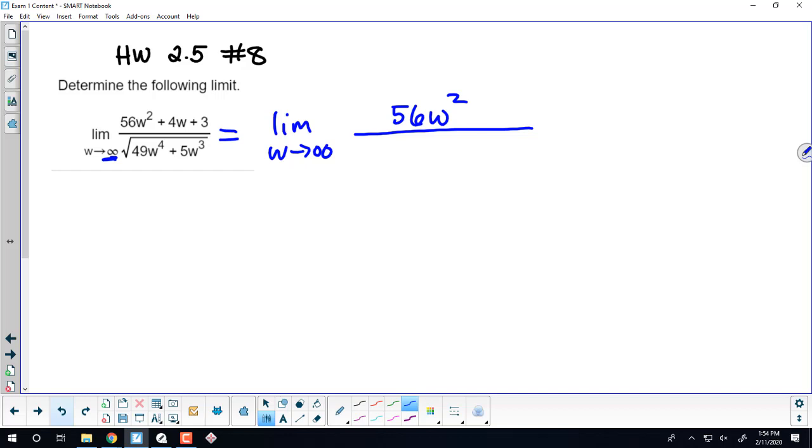Right? In this sense, even though these powers are super close out towards infinity, this thing right here is a lesser term than the w to the 4th. So we have technically on the bottom the square root of 49w to the 4th. What's the square root of 49w to the 4th? Right, it's 7w squared. Do we need absolute value there? No, because w squared is always positive. So what does that simplify to?